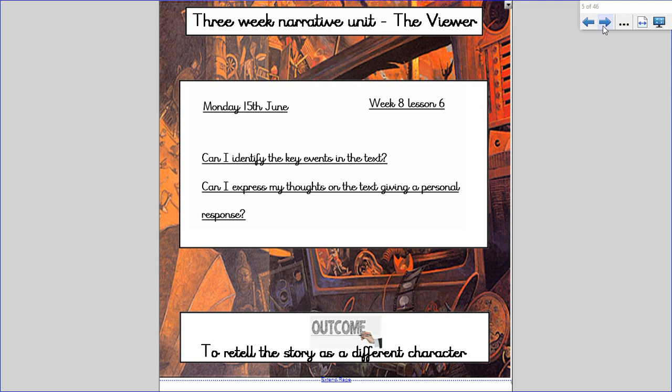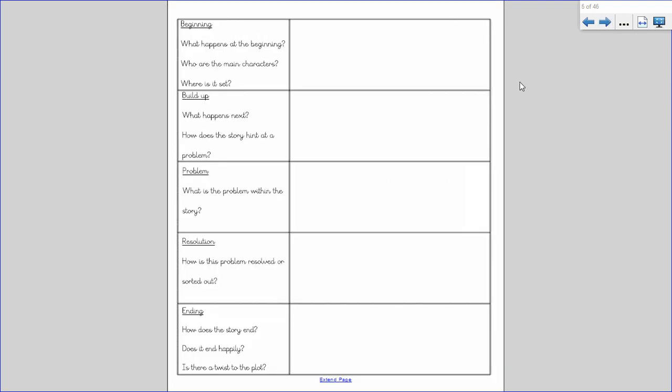So first of all, you need to copy down this chart on a piece of paper because this will help you to identify the key events. Now down the side I've got some question prompts. So in the beginning, what happens at the beginning? Who are the main characters? Where is it set? So you want that information there.